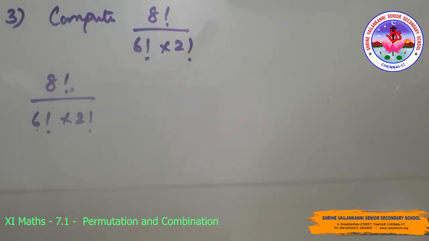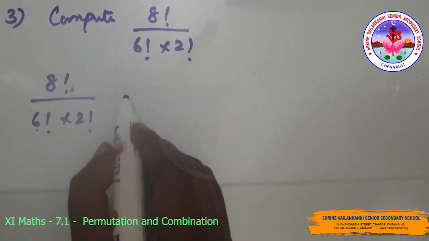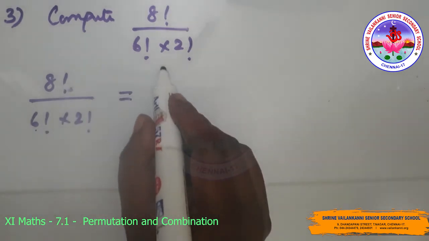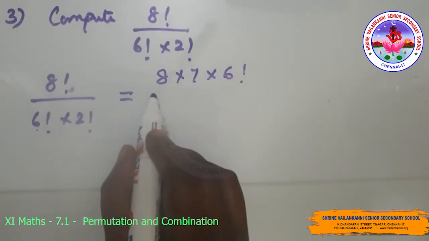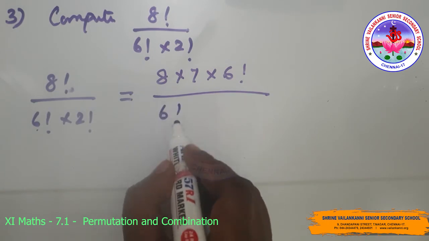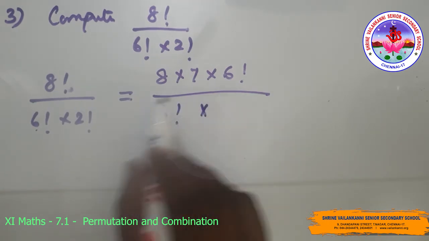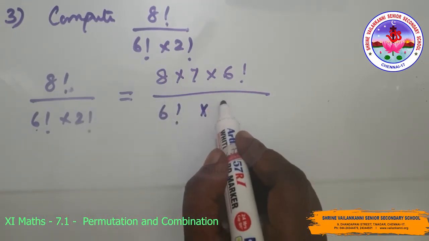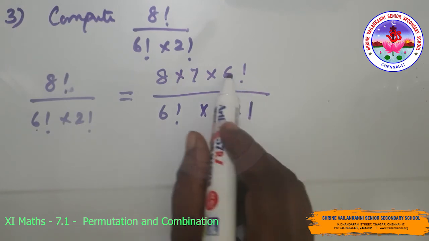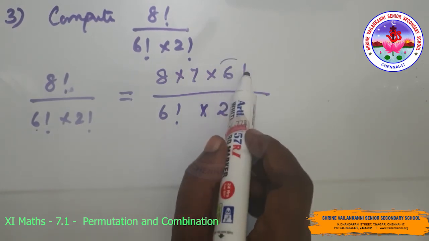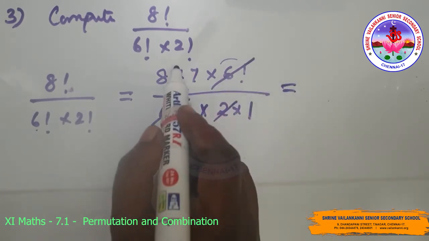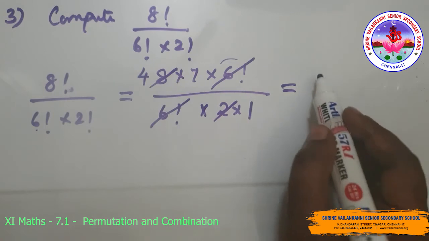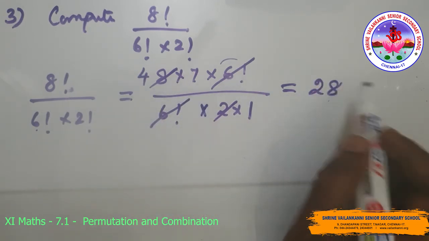Third one, compute 8 factorial by 6 factorial into 2 factorial. So we can write 8 factorial as 8 into 7 into 6 factorial. Here in the denominator we have 6 factorial into 2 factorial. 2 factorial we can write as 2 into 1. Here I have stopped at 6 factorial so that I can cancel these two. Then 2 and 8 will cancel to 4. So 4 into 7, which is 28.